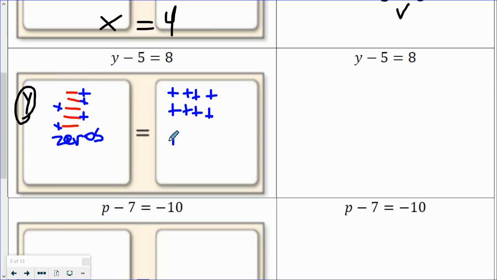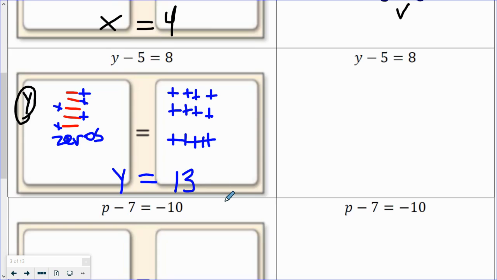So I gotta put 5 more of these plus signs. You know what? 1, 2, 3, and there's 4. 1, 2, 3, 4, 5 more plus signs. So how many plus signs do I have total? Well, we would say now that y, because x isn't the only variable we use, is equal to 13. That is how you model it.